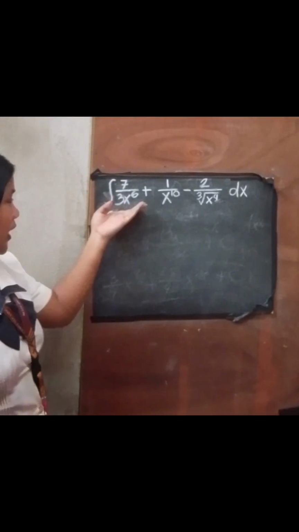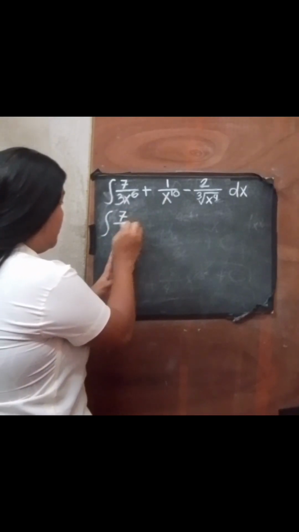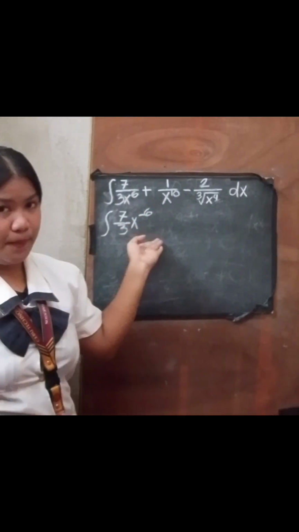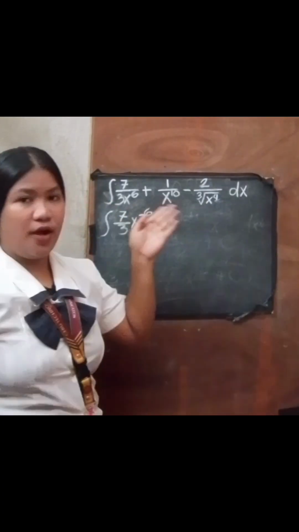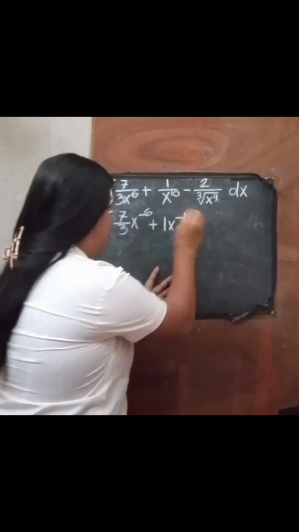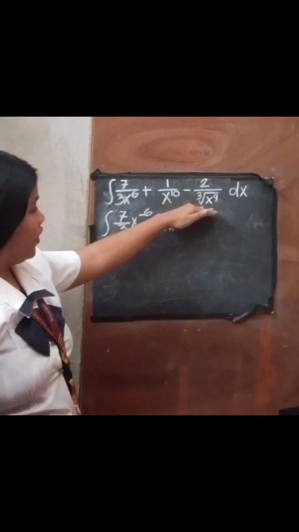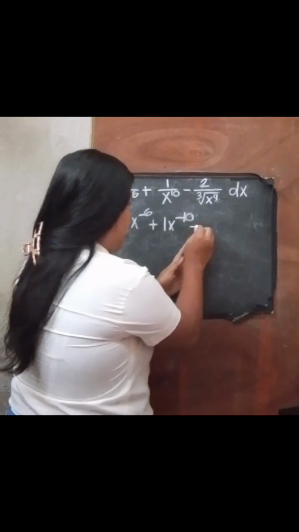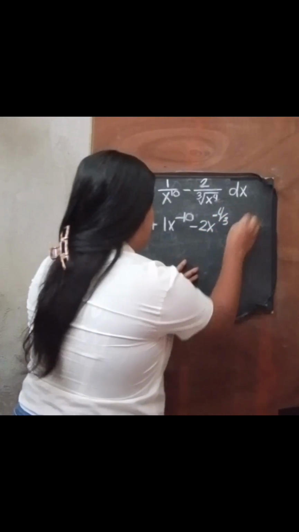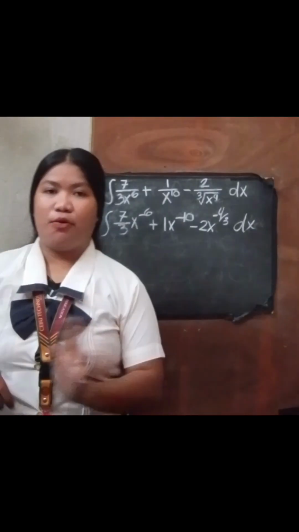The first term, 7 over 3x raised to 6, becomes 7 over 3 times x raised to negative 6. Next, plus 1 over x raised to 10 becomes 1 times x raised to negative 10. Next, negative 2 over the cube root of x raised to 4 becomes negative 2x raised to negative 4 thirds, then dx. So this is our new integral, and now we can use the power rule for integration.